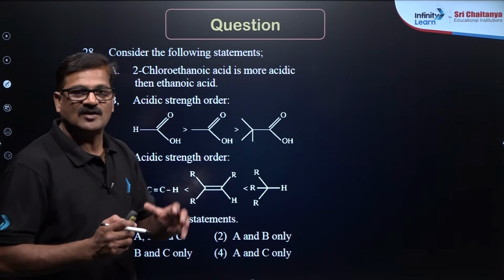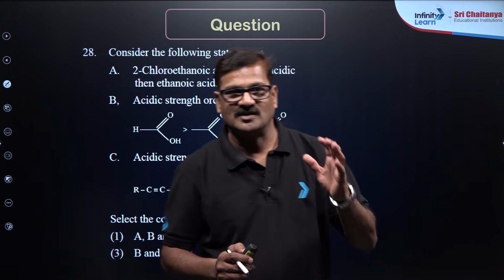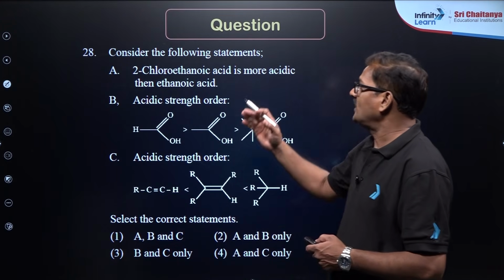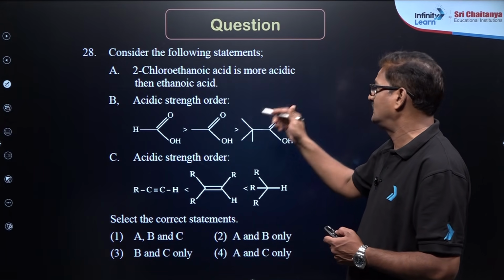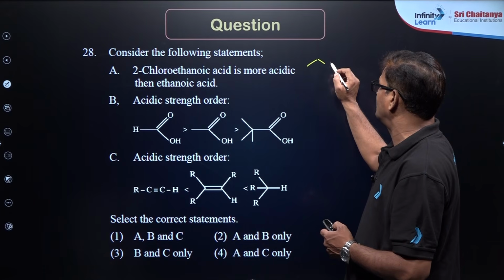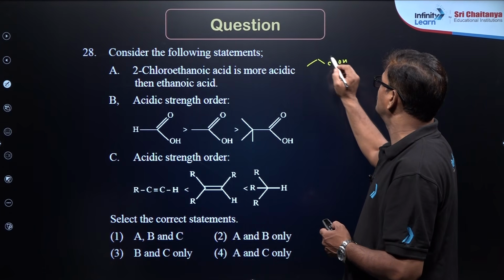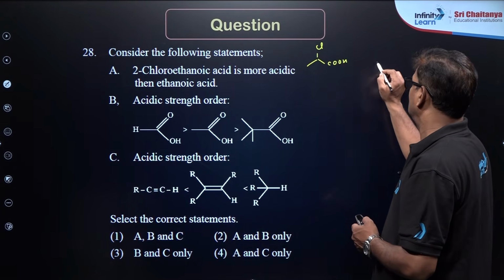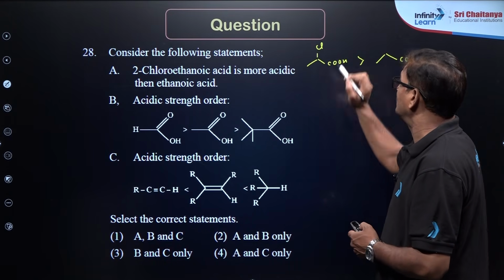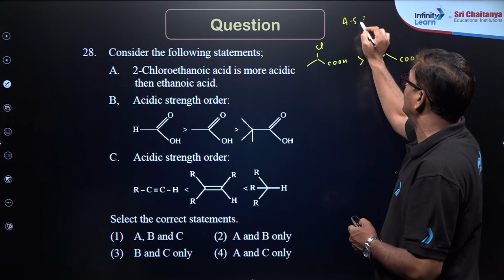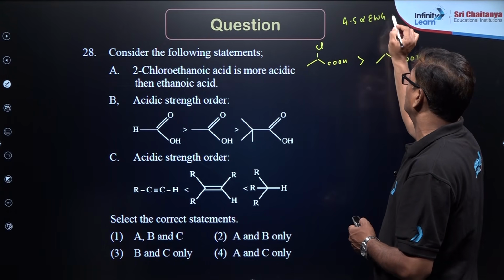Students, this is a general organic chemistry question, acidic strength based. Consider the following statement: 2-chloroethanoic acid is more acidic than ethanoic acid. So 2-chloroethanoic acid has COOH and Cl, and it is more acidic because acidic strength is directly proportional to electron withdrawing group. It is correct.